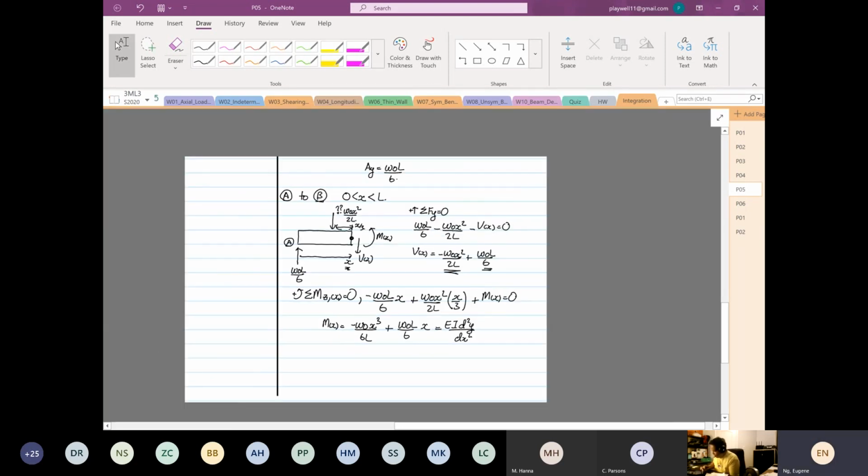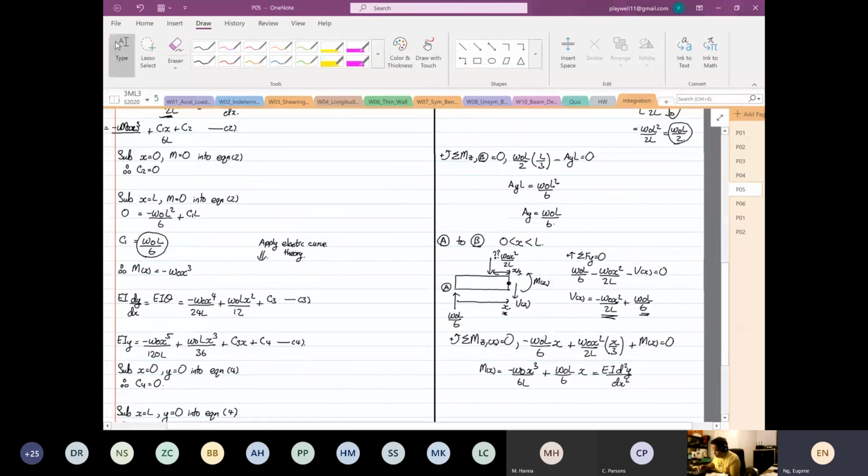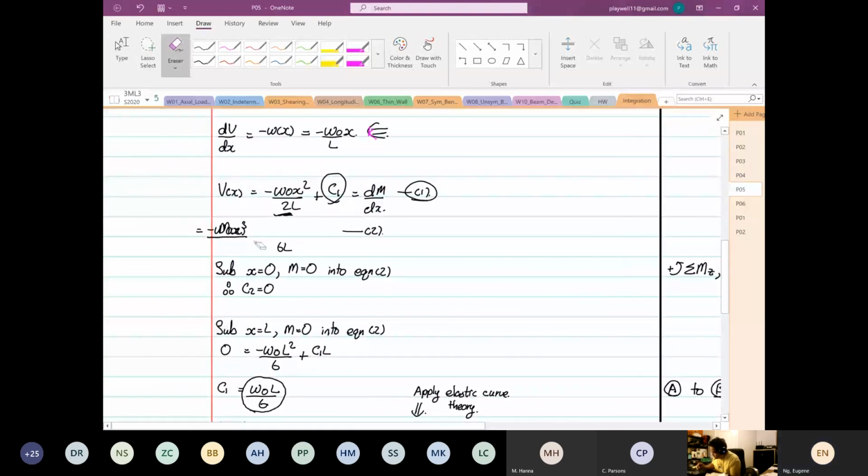Okay, so if you look at our integration using just purely the integration method, this is our moment equation. So M as a function of x is equal to minus omega naught x cubed over 6L plus C1 x plus C2. Okay, so this was our equation number 2.